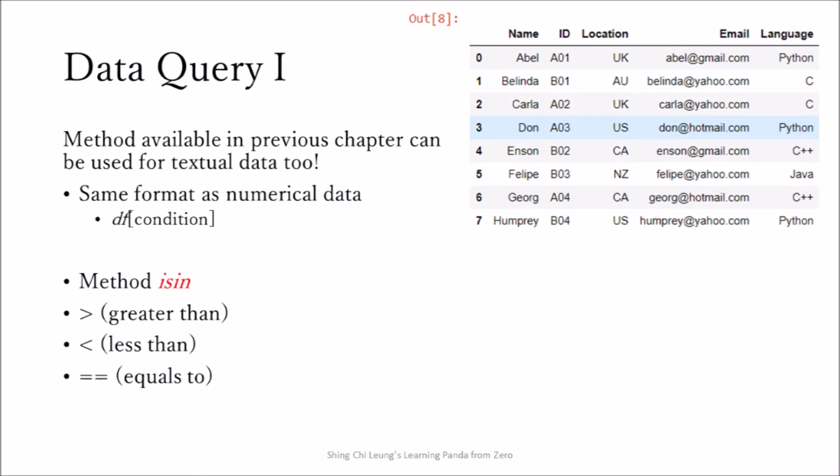For textual data, most of the skills we introduced in the previous chapter can be directly used. The query format is identical, namely you type the name of the data frame, square bracket, and inside the square bracket you put in the conditions. Most features we have covered can be used, such as the method isin, greater or less than, equals to, and so on. Notice that when Pandas compares the values of strings, Pandas is comparing the ASCII values.